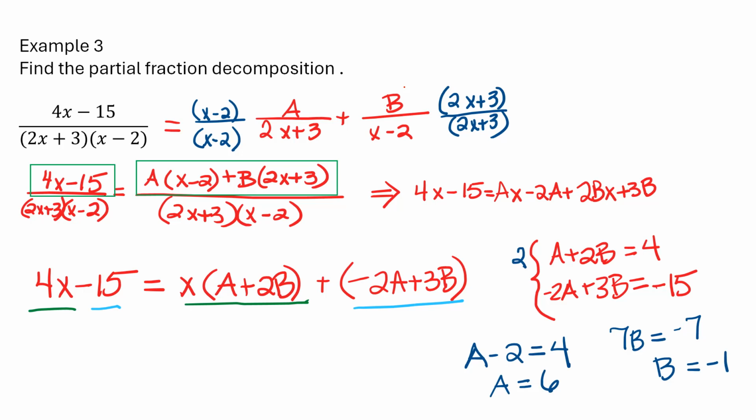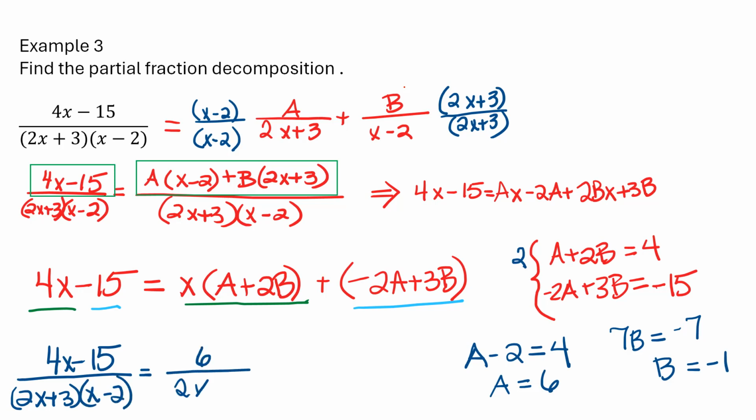started with, 4x minus 15 over 2x plus 3 times x minus 2, and that would be equal to a over 2x plus 3, so 6 over 2x plus 3, plus b over x minus 2, so negative 1 over x minus 2. So that was how I set it up in the beginning, and that is the partial fraction decomposition of that original fraction. And if you were to get a common denominator and add those together, you would get 4x minus 15 over 2x plus 3 times x minus 2.